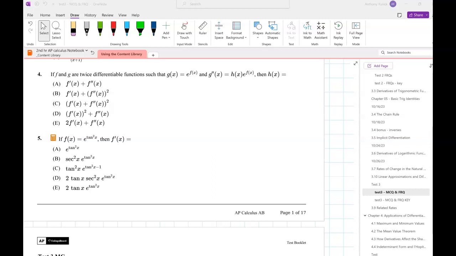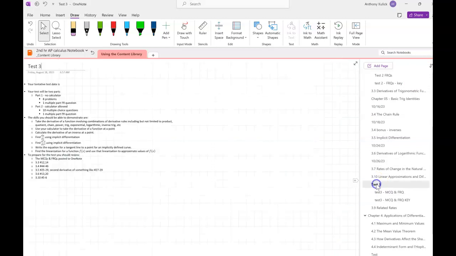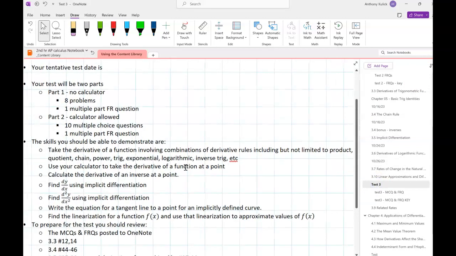So if you look at the test 3 on the OneNote, it has everything set up there. Part 1 is no calculator. I have 8 regular problems and 1 multiple part free response problem. And then part 2 is the calculator section. It has 10 multiple choice and 1 multiple part free response problem.